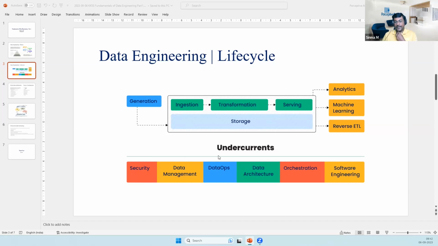So data ops is primarily the ingestion stuff, right? So doing it periodically, handling any issues if they come up. Handling all the availability and reliability issues of all these tools, all that comes in data ops. Data architecture is planning the main thing. So what is the skeleton on which this thing will work?